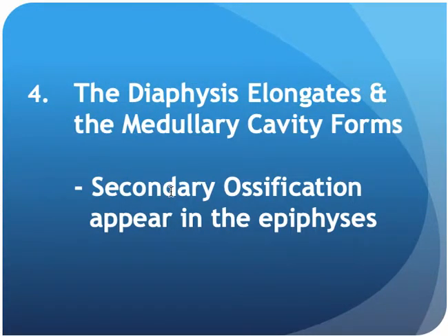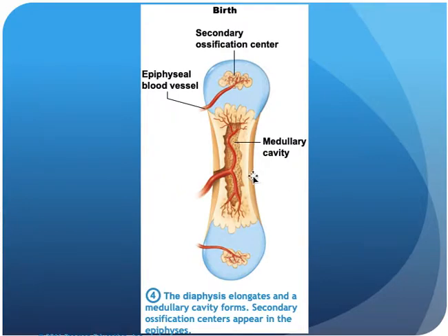So number 4, the diaphysis elongates and the medullary cavity forms. We're also going to have the arrival of the secondary ossification centers, and these are going to appear in the epiphysis. So the first one was in the diaphysis. The second ones are going to be in the epiphysis. So here is our bone. We're turning the middle part. The shaft is almost all bone now. And then we have our secondary ossification centers that are going to start at the ends, or the epiphysis, and we're going to start to turn the ends into bone.